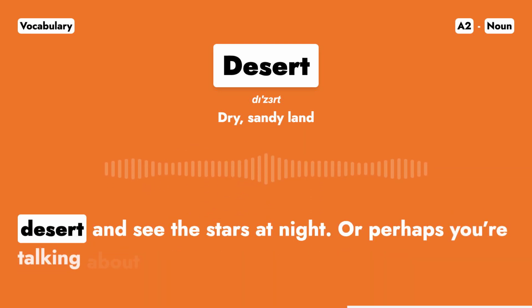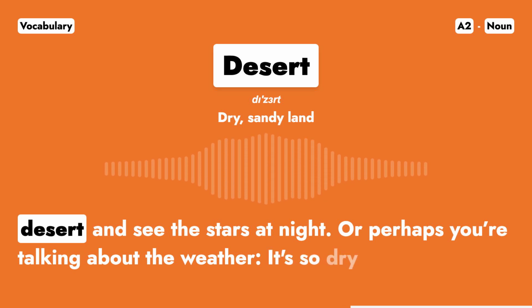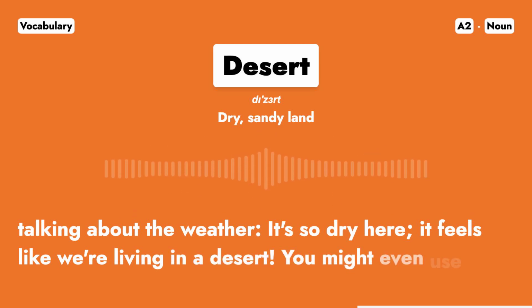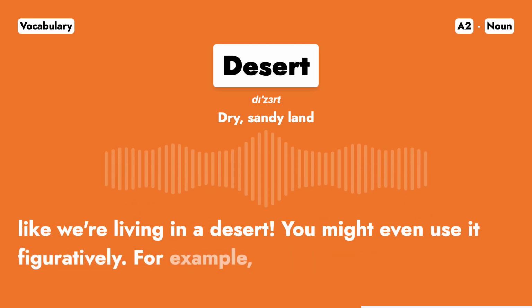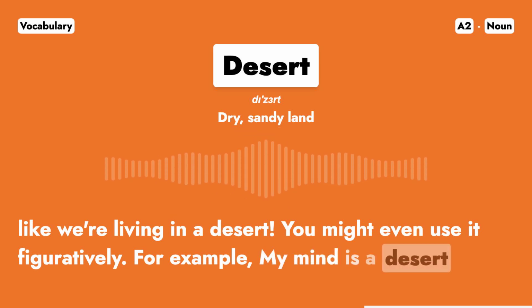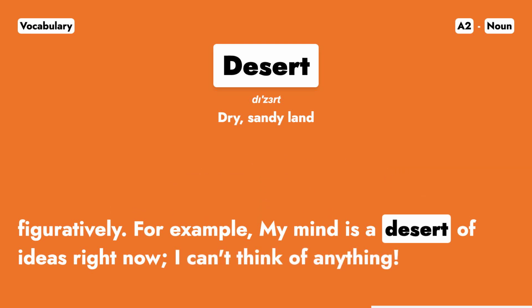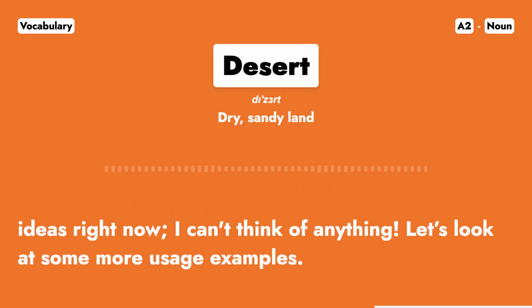Or perhaps you're talking about the weather. It's so dry here. It feels like we're living in a desert. You might even use it figuratively. For example, my mind is a desert of ideas right now. I can't think of anything. Let's look at some more usage examples.